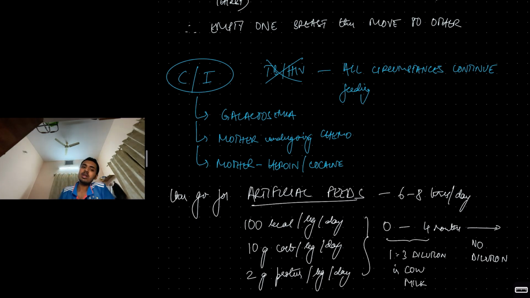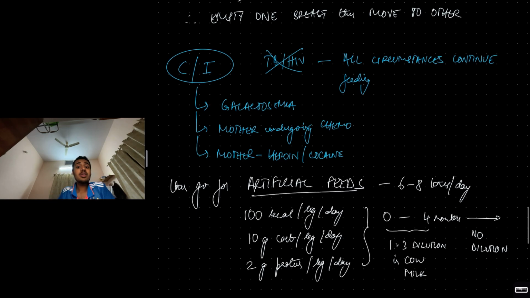But there are certain contraindications. Galactosemia in the infant. The infant can't tolerate galactose, so for that you should not do breastfeeding. Galactosemia is absolutely contraindicated. Mother undergoing chemotherapy, receiving immunosuppressive therapy, or if the mother is a heroin addict, cocaine addict, in all these cases breastfeeding is contraindicated. So does that mean you leave the baby starving? No, you will go for artificial feeding.